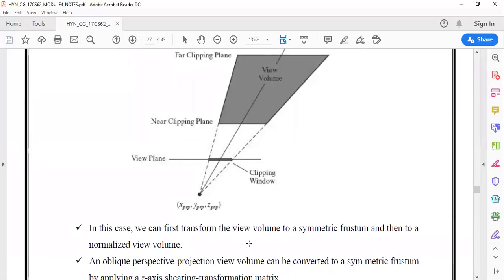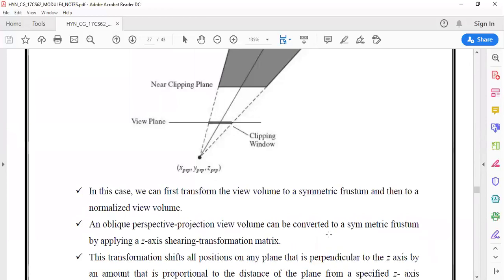In this case, we can first transform the view volume to a symmetric frustum and then to a normalized view volume. An oblique perspective projection view volume can be converted first to a symmetric frustum by applying a z-axis shearing, so we have to shear it with a transformation matrix.